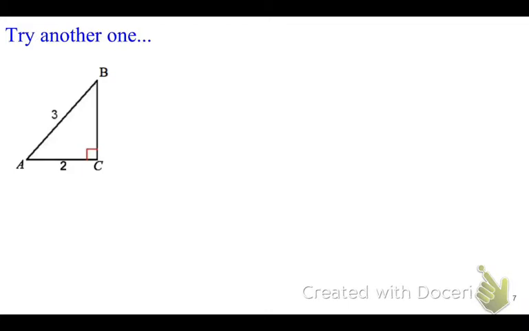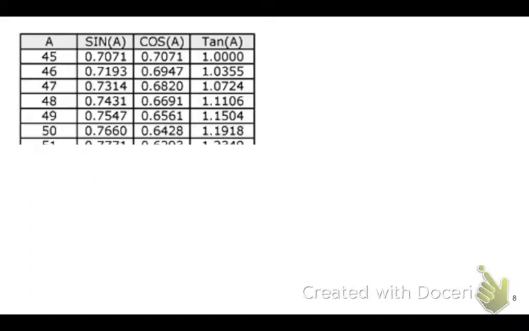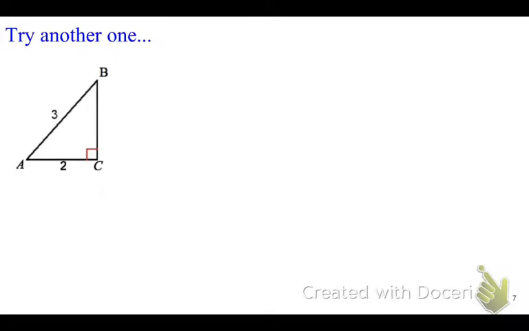So far we know our hypotenuse is 3, our adjacent is 2, our other side is equal to square root of 5. We know that this theta here is equal to 48 degrees, that we just found out from our table. And so now the only thing left to do is figure out this angle.